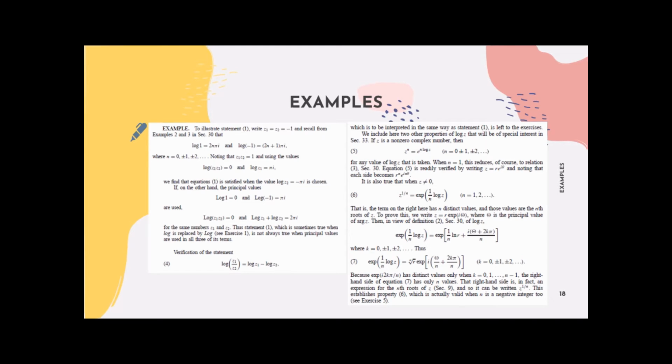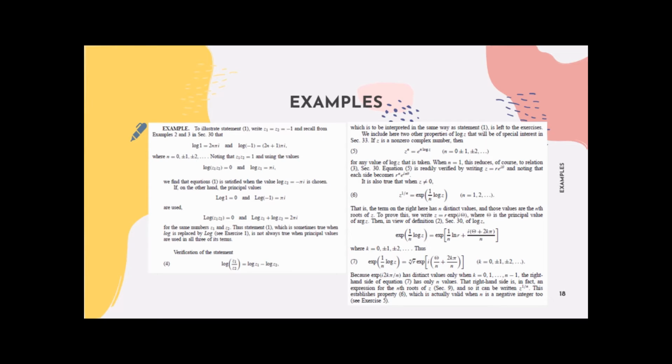If, on the other hand, the principal values Log 1 = 0 and Log(-1) = πi are used, Log(c1c2) = 0 and Log c1 + Log c2 = 2πi for the same numbers c1 and c2. Statement 1, which is sometimes true when log is replaced by Log, is not always true when principal values are used in all three of its terms. Verification of the statement log(c1/c2) = log c1 - log c2, which is to be interpreted in the same way as statement 1, is left to the exercises.